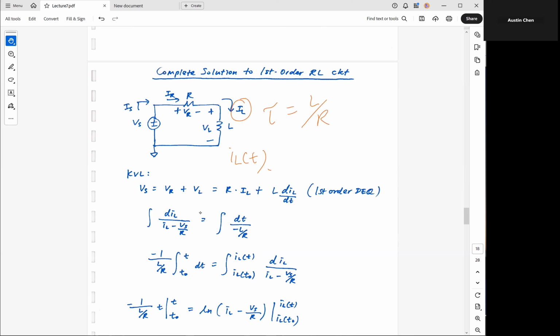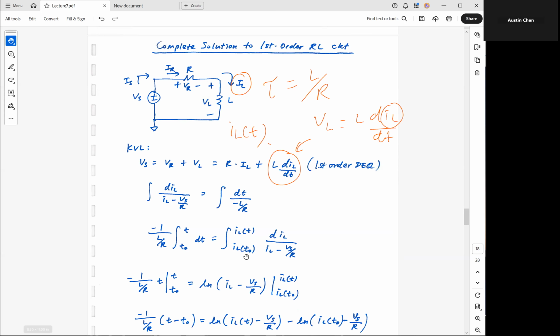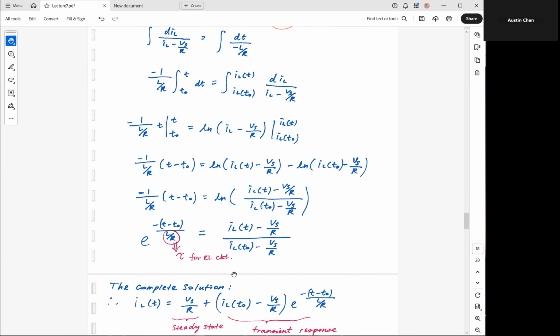You can probably connect to this because we know that VL is L dIL over dt. In order for you to come up with this first order derivative, you're basically taking the derivative of IL, not VL. So you can deduce from there that IL has to be the variable of interest in order for this differential equation to be valid, and therefore the solution.